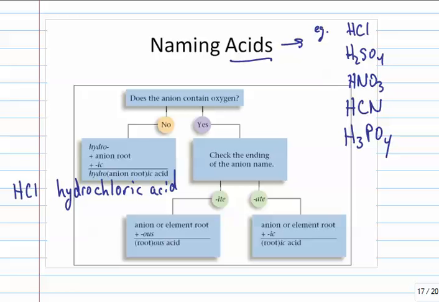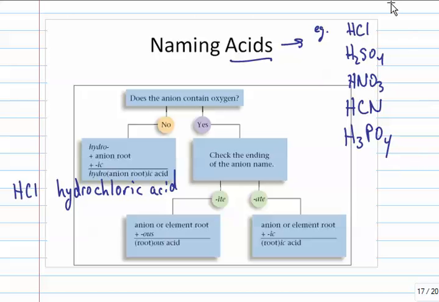Now, acids are a special class of compounds, an important class of compounds that require their own set of naming rules. One of the things we'll notice when we look at some common acids like HCl, H2SO4, HNO3, HCN, H3PO4, these are all examples of common acids, and what we notice from the formula is they all begin with the element hydrogen.